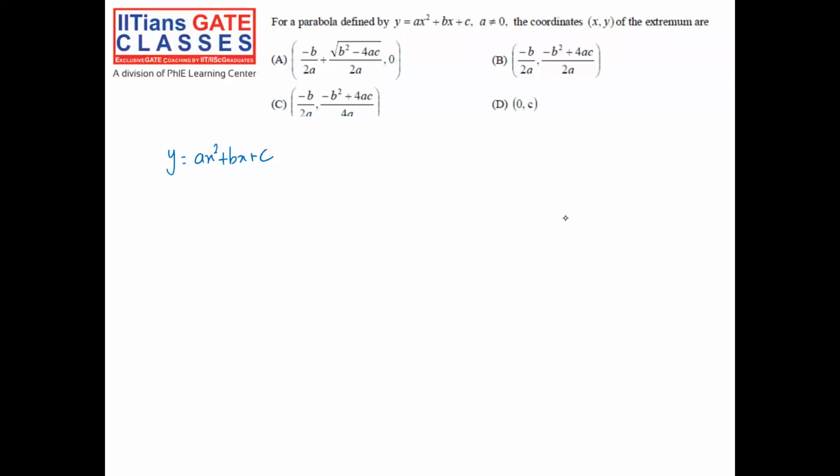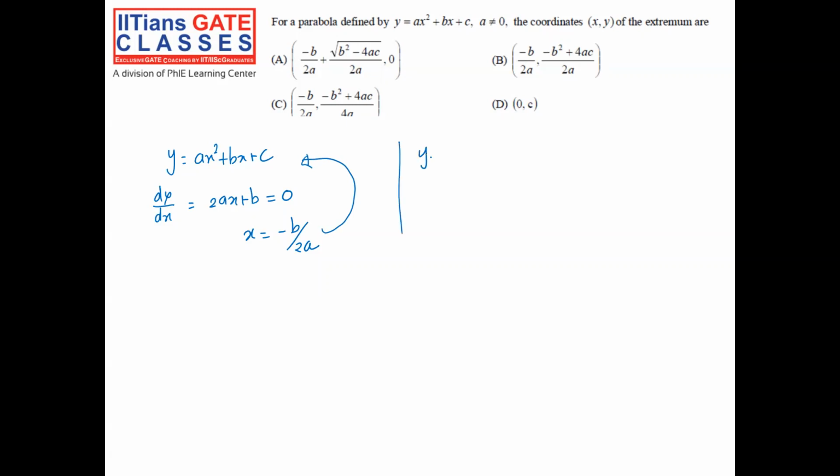So whenever we calculate minima or maxima, we differentiate the given function and equate it to 0. And the same thing we'll do here. So dy by dx will be equal to 2ax plus b. After equating to 0, we'll get x is equal to minus b by 2a. Okay. So we can clearly see there are three options with minus b by 2a. So once you put this value of x into y, we will get the value of y.